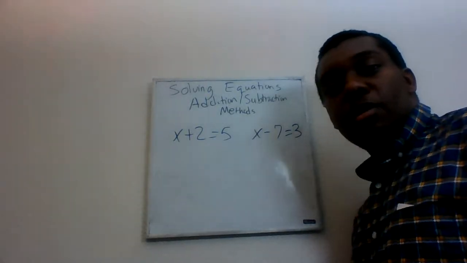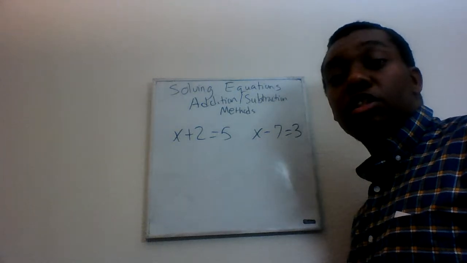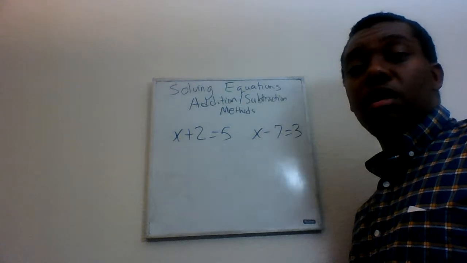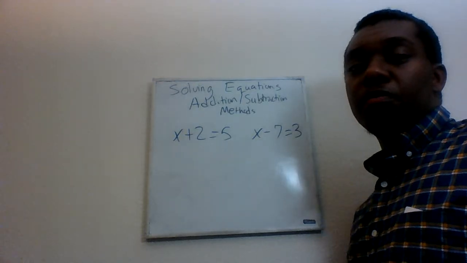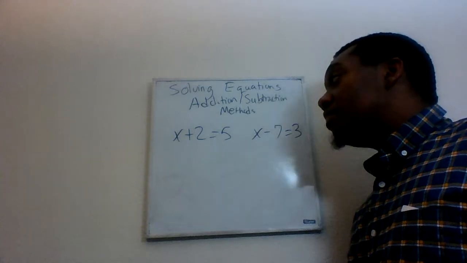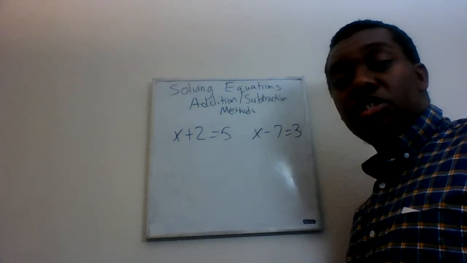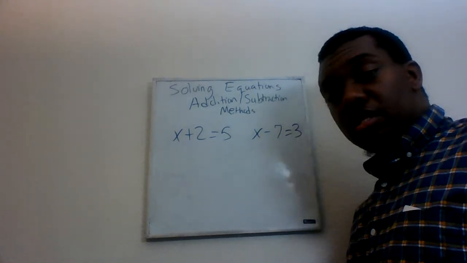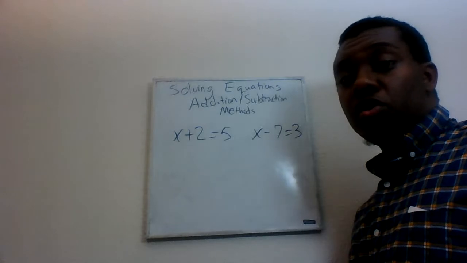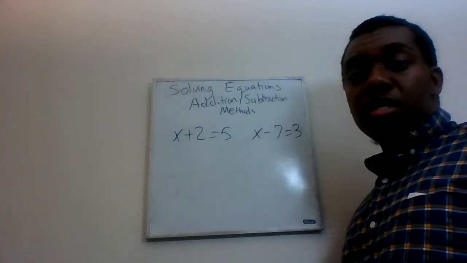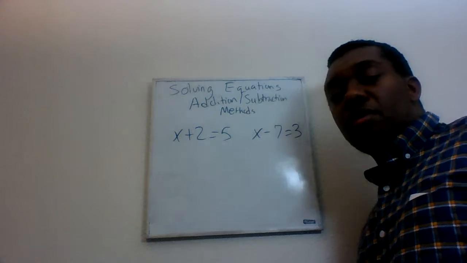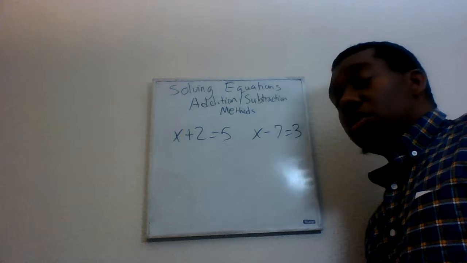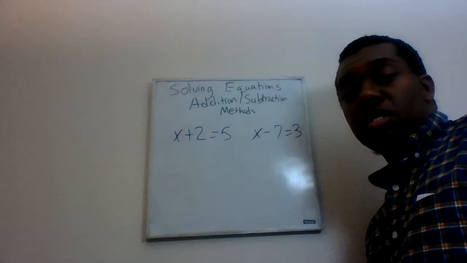Okay, so today we're going to be looking at solving equations, addition and subtraction methods. When we're solving equations, we're solving for an unknown variable, something we don't know the value of. I have two examples up here: x plus 2 equals 5, and x minus 7 equals 3. I want to show you how these two are done the same exact way. You find the unknown the same way. And I want to show you two methods that are used to solve equations using addition and subtraction.